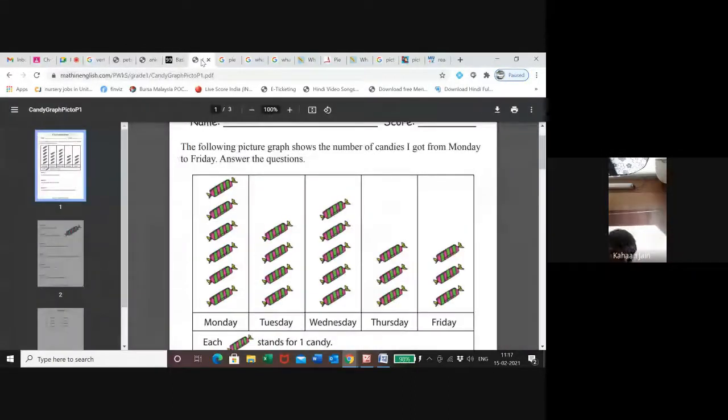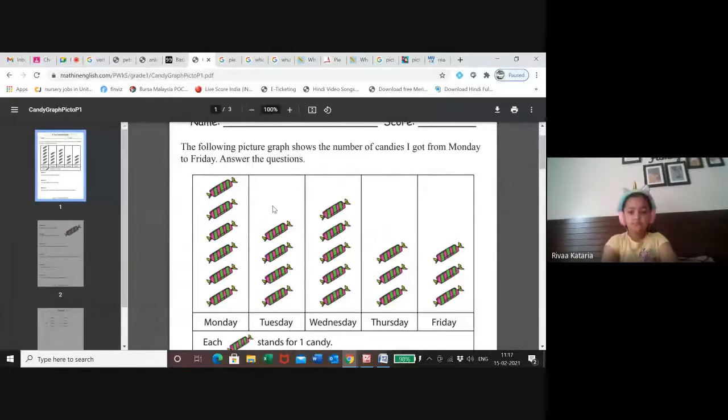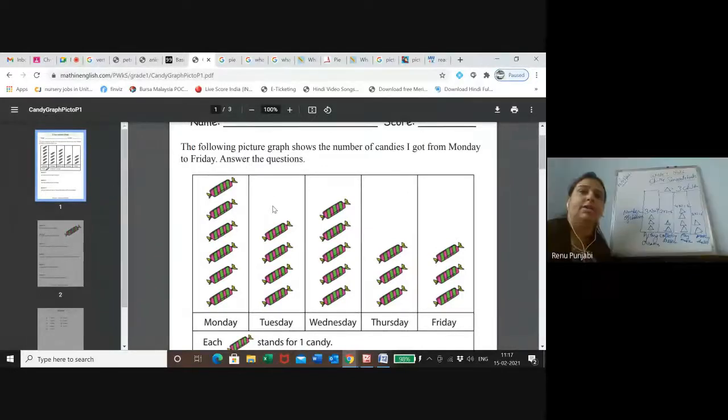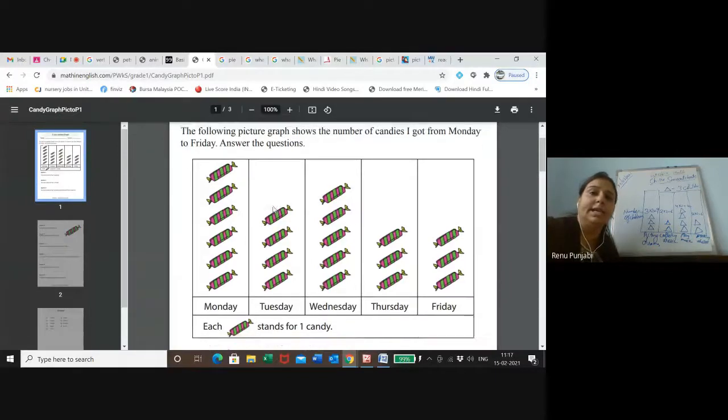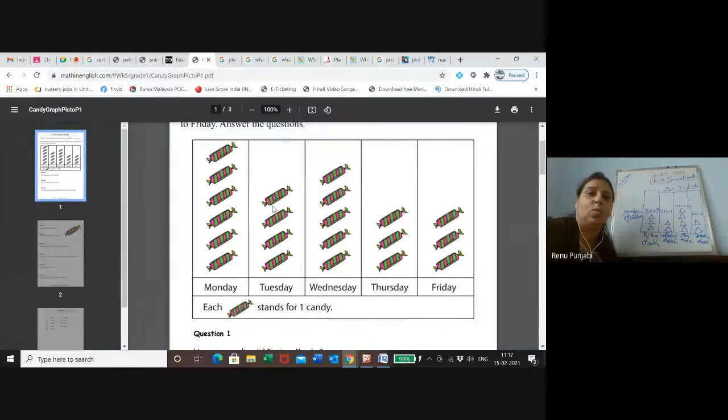Yes, ma'am. See here, the pictures are drawn vertically. The following pictures show the number of candies I got from Monday to Friday. And here the key is given, each candy equals 1 candy. So on Monday, how many candies are there? First of all, you have to solve it.